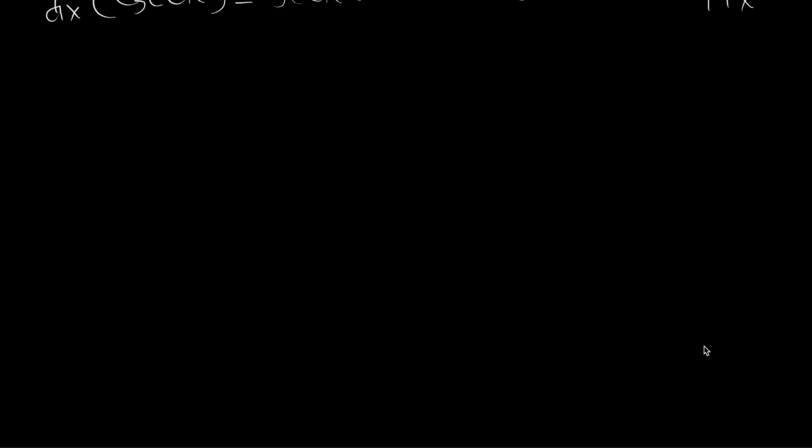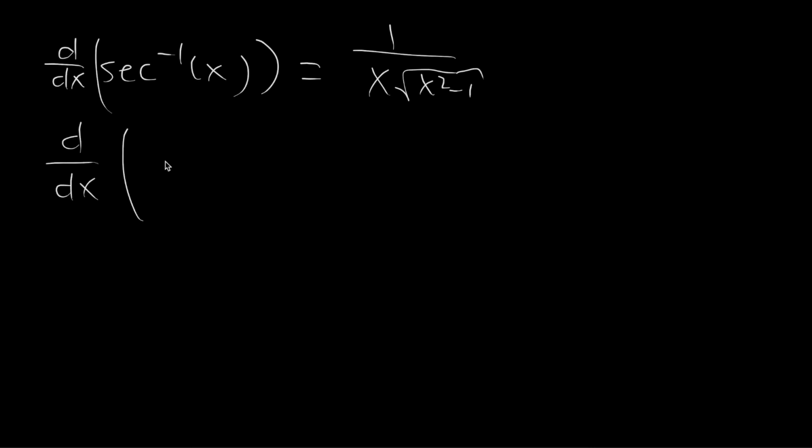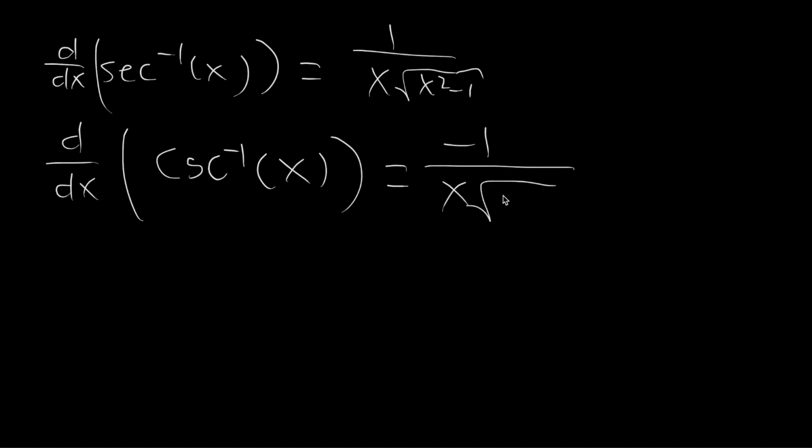Another two will be the derivative of inverse secant x, which is equal to 1 over x times the square root of x squared minus 1. And the derivative of inverse cosecant x is equal to negative 1 over x times the square root of x squared minus 1. So these are the derivatives of different functions.